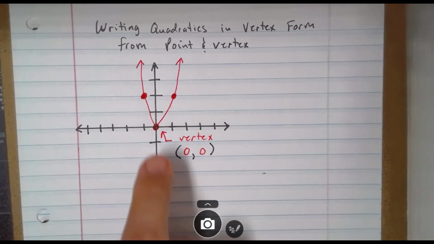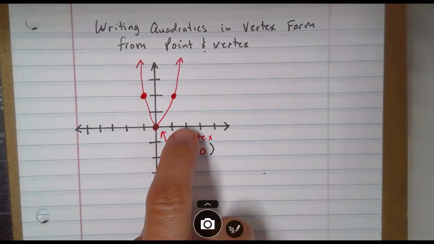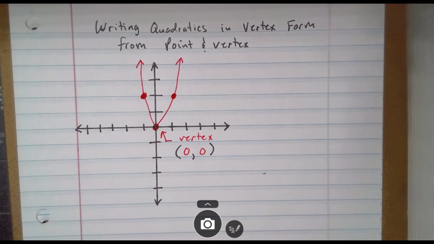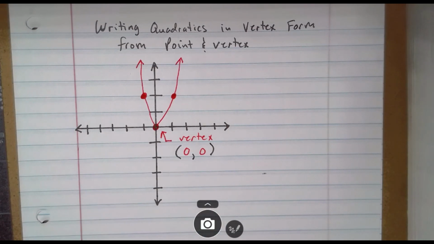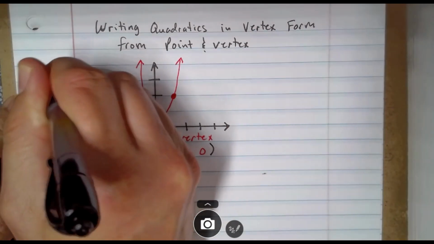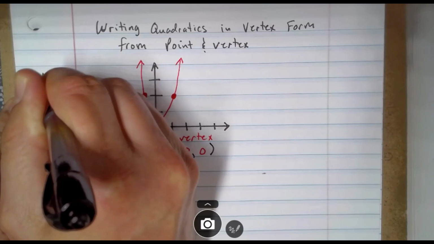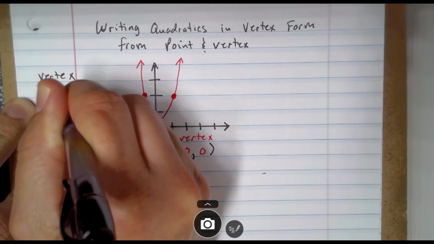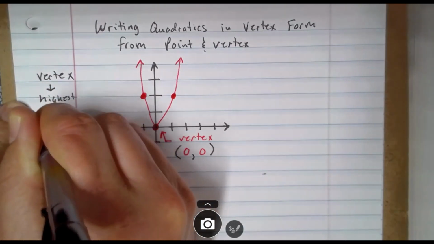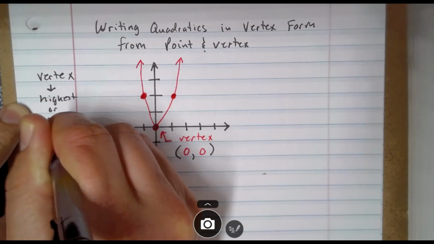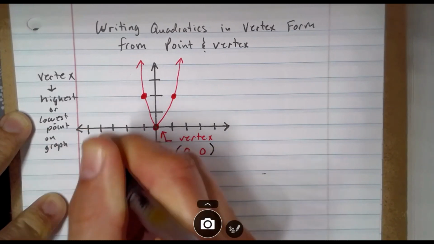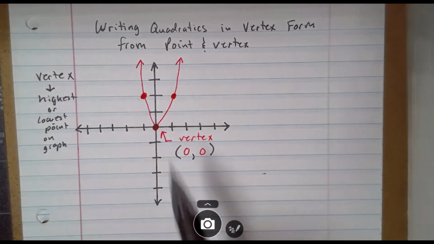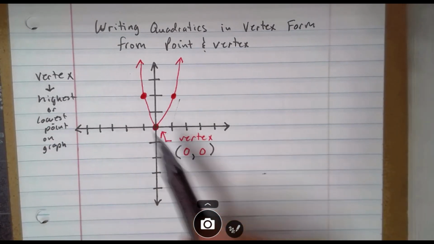Now in some cases, it could be somewhere else. It could be over here at 2, 0. It could be up here somewhere. But just know that the vertex is either the lowest or highest point of your graph. So I'm going to write a note over here. Vertex: highest or lowest point on graph when your parent function is a parabola.